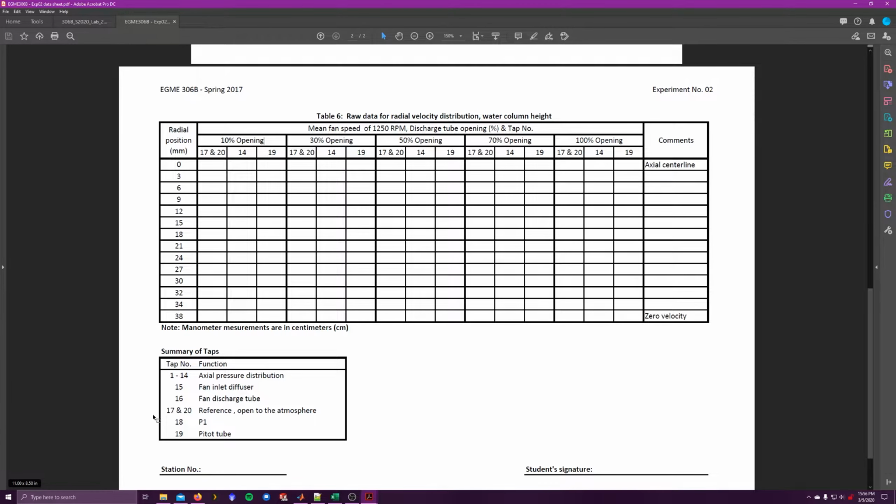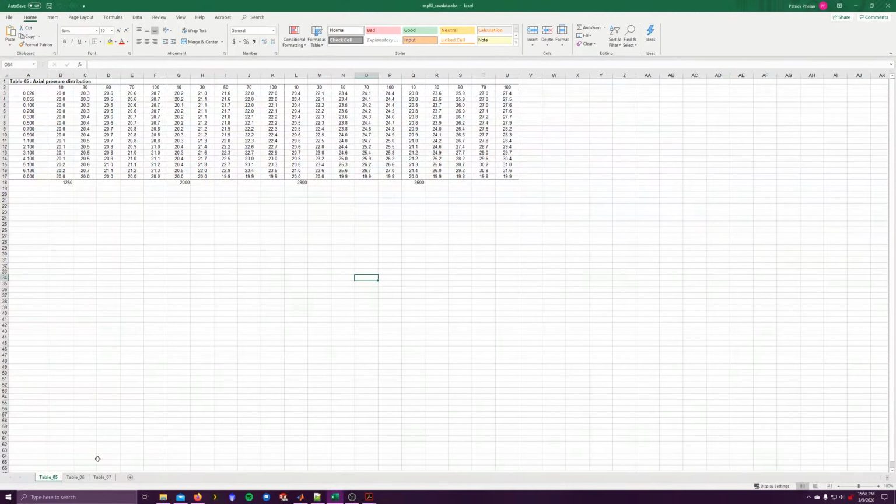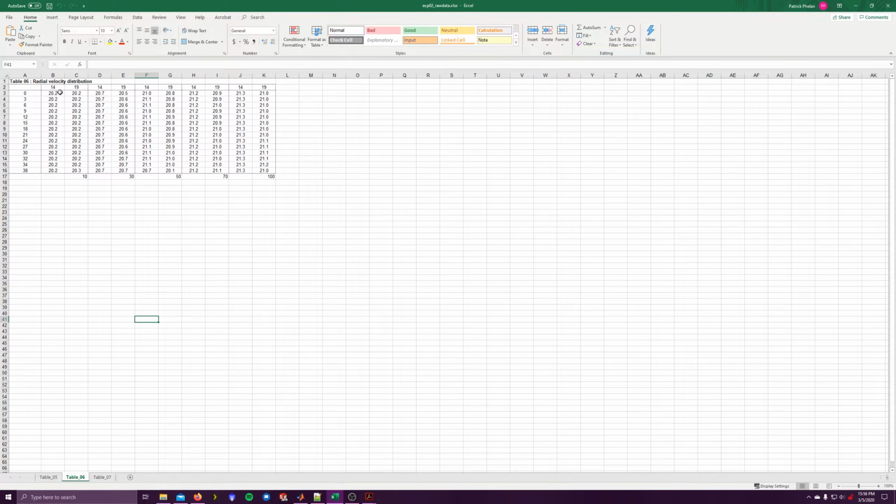Okay, so let's go on from that now. Let's go back to Excel. Here we go. So 14, I think 14 is the static pressure. That's off the top of my head. You can check your lab and be sure. And then 19, that's going to be the stagnation pressure. So we have 14 taps. And then we're doing that for our 5 discharge openings.